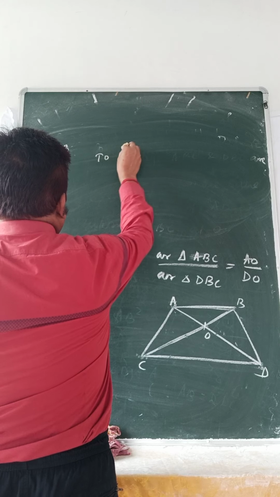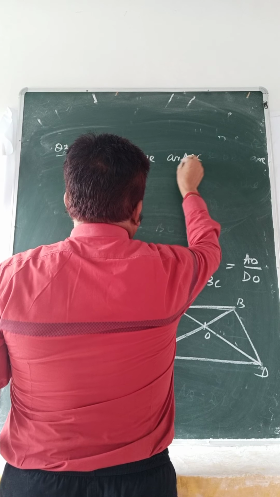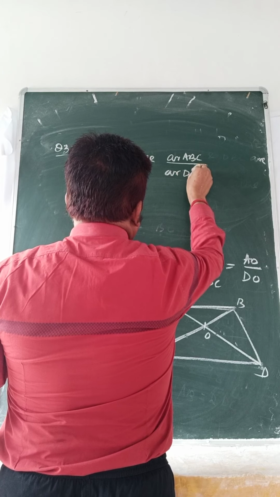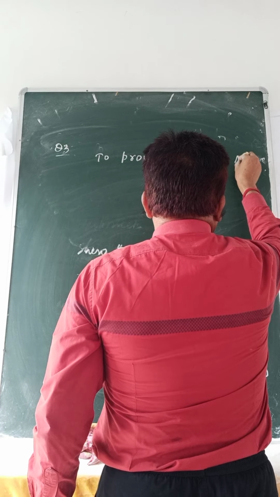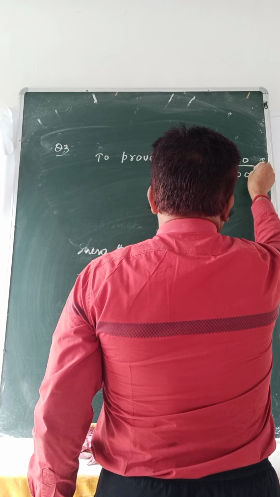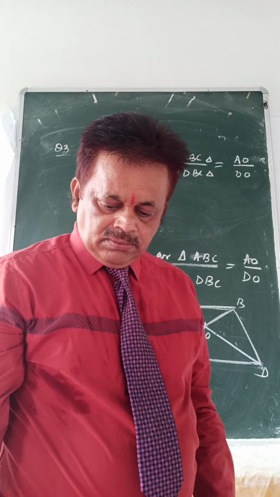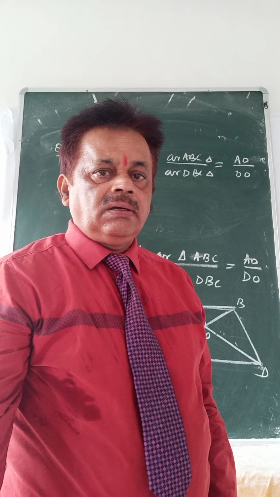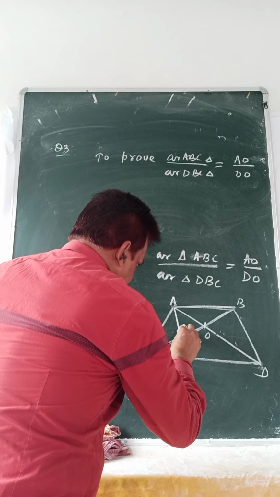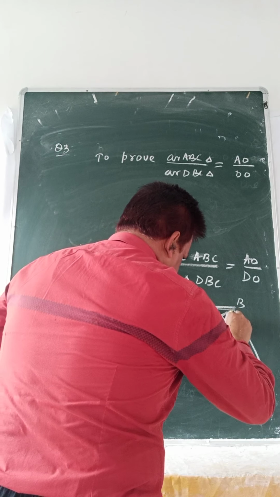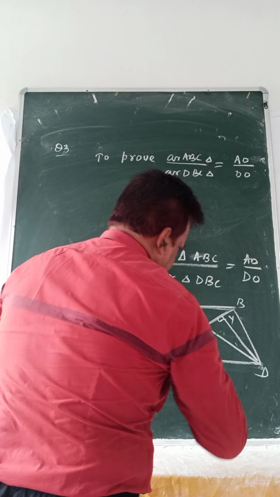To prove area of ABC triangle by area of DBC triangle equals AO by DO. Okay, now we have to do the construction. Construction means you draw a perpendicular here. Suppose this is AX perpendicular. Then you draw a perpendicular here. This is DY. Some question construction you have to remember.